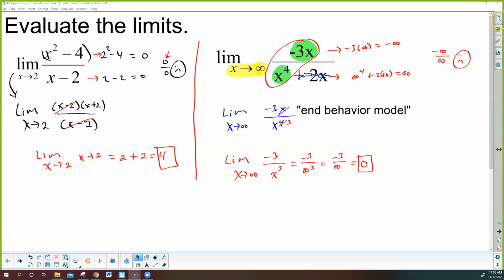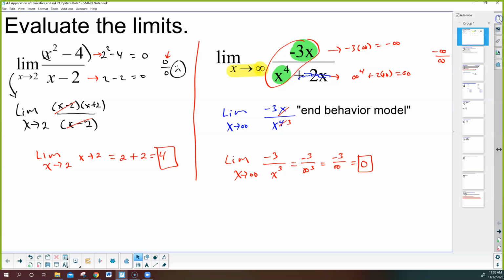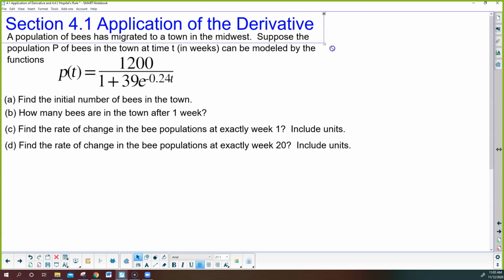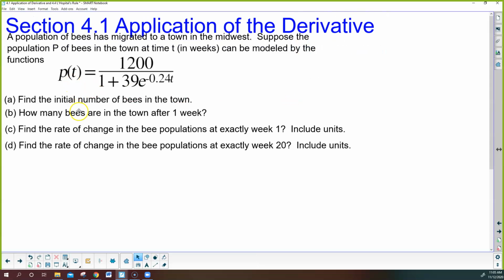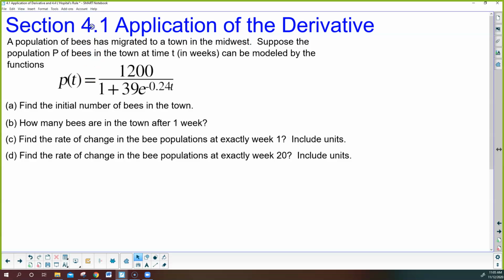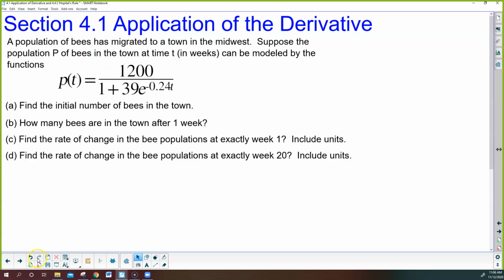Quick review of limits day-to-day that I think you're going to like. So we have two things, and I just want you to know if you're thinking about our textbook right now, we are not going to fully directly teach section 4.1 because all it is is the application of the derivative.